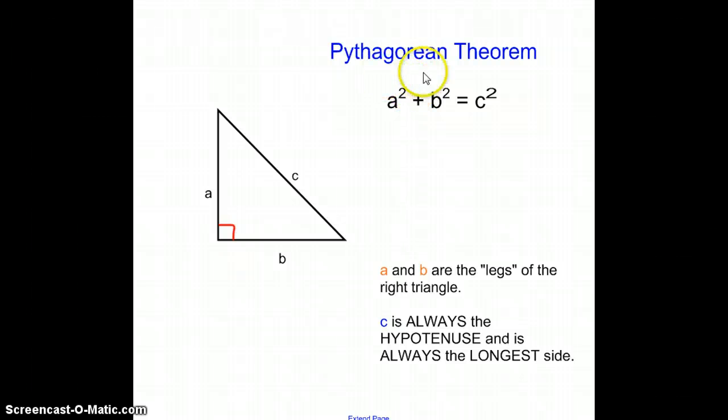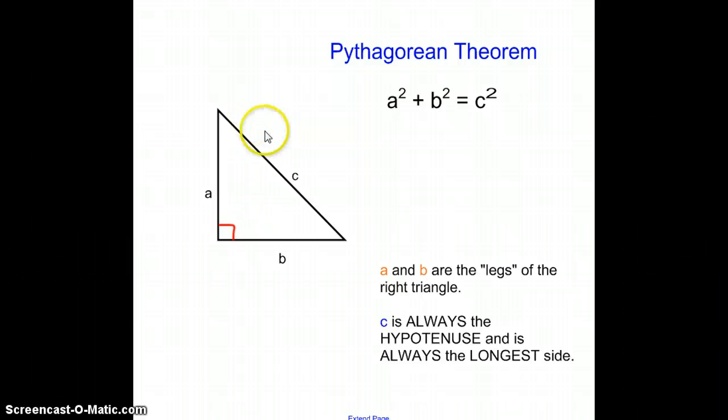This is the Pythagorean theorem right here. A squared plus b squared equals c squared. Here's the picture of our triangle. Side A and side B, they are always the legs of the right triangle. They are interchangeable. However, C is not interchangeable with A and B.